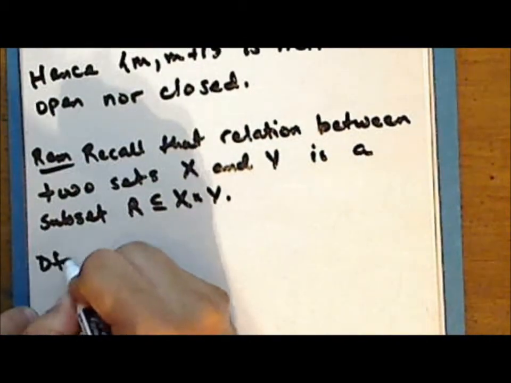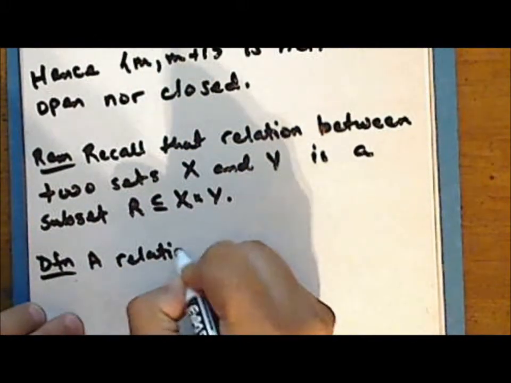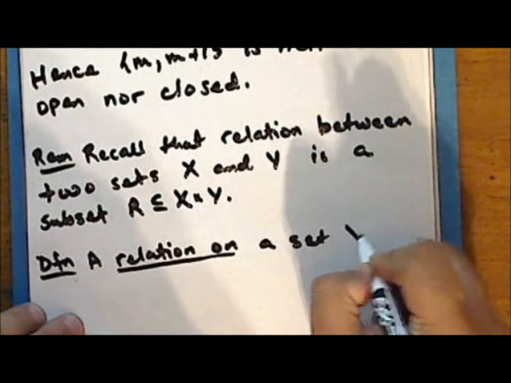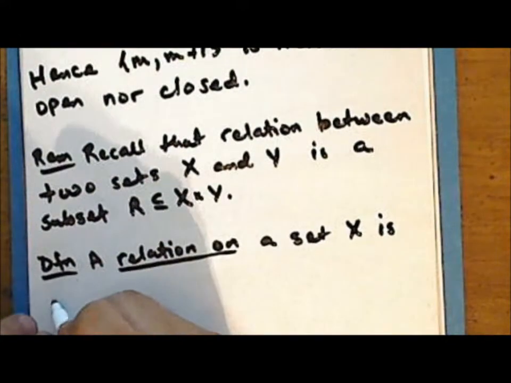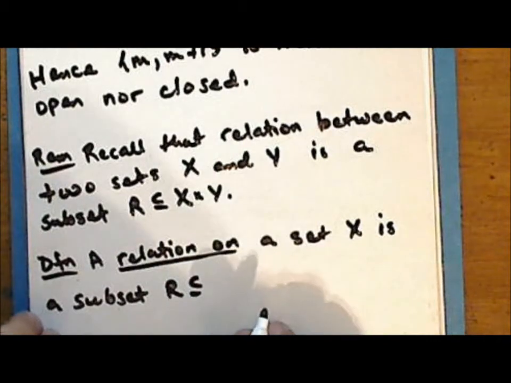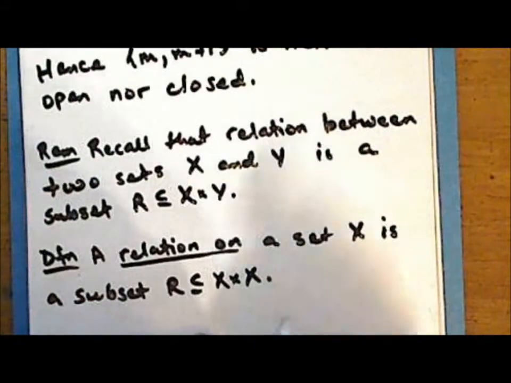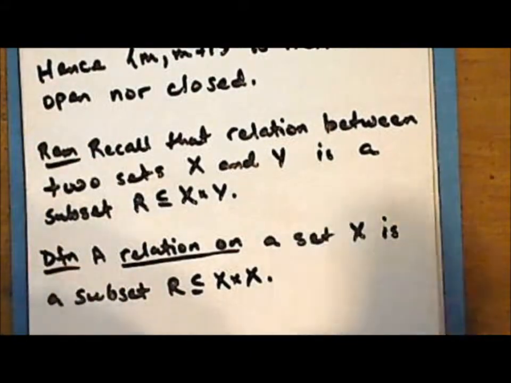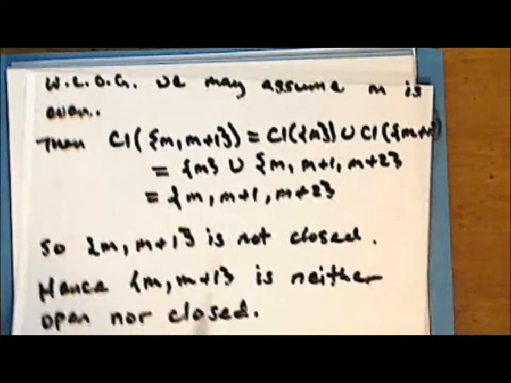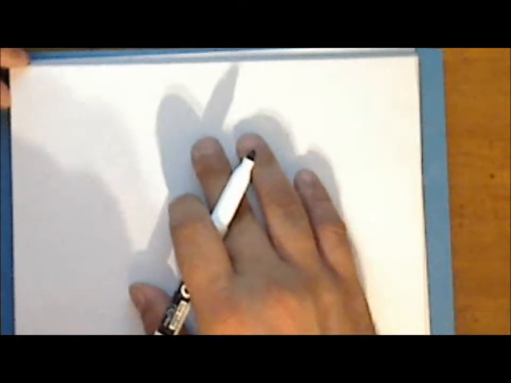So now we'll define a relation on a set. A relation on a given set X is a subset R of the Cartesian product of the set with itself. That is, we're considering ordered pairs of elements in a given set. Now there are several properties that a relation on a set may satisfy.